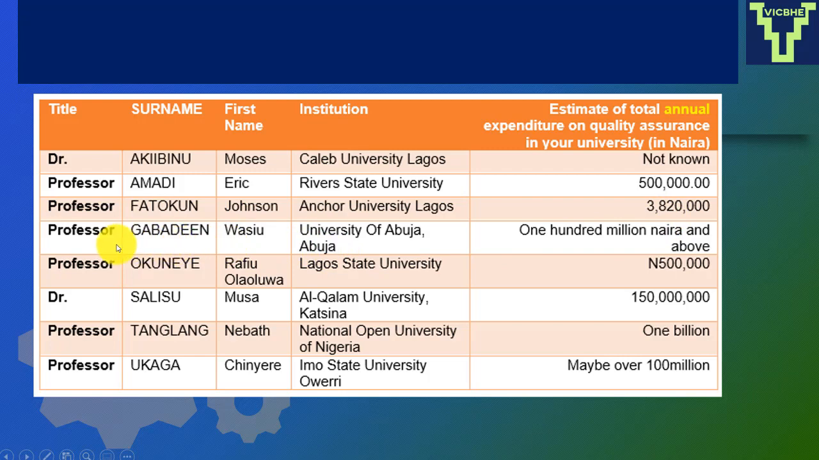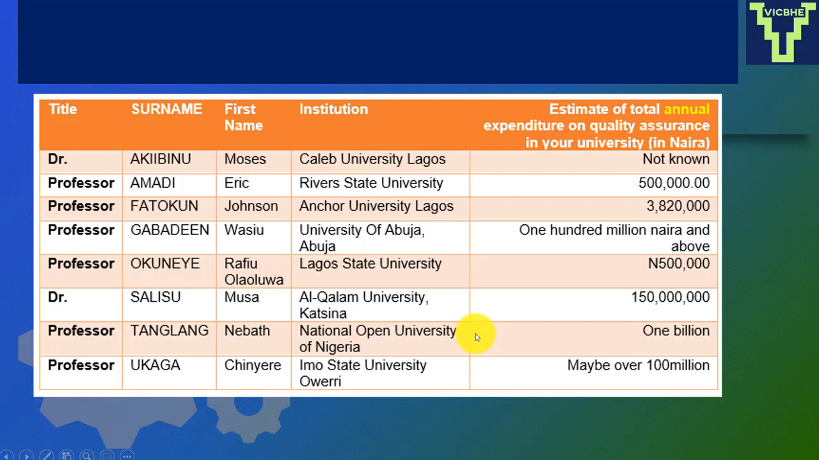Wasiu Gabadin, Professor, University of Abuja, 100 million naira and above. Professor Rafiu Okuneye, Lagos State University, 500,000 naira. Dr. Musa Salisu, Akalam University, 150 million naira. Professor Tanglang, 1 billion naira. You can see the variability in this. Professor Chinyere Ukaga, I'm sorry if I didn't pronounce the last name correctly, Imo State University, maybe over 100 million.